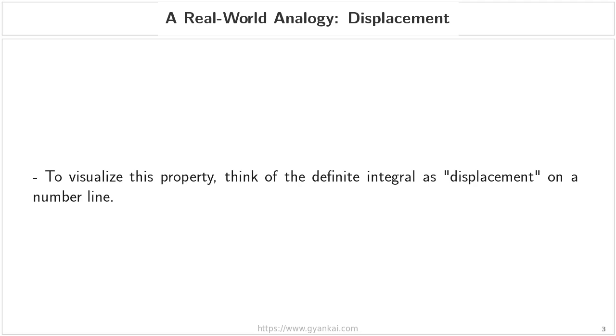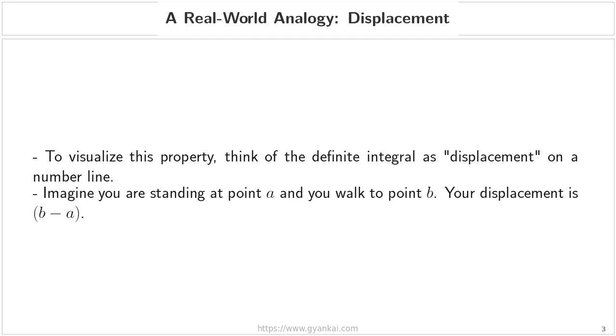So the slide begins by saying, to visualize this property, think of the definite integral as displacement on a number line. Remember from our previous discussion, the definite integral essentially calculates an accumulated quantity. We can think of that accumulated quantity as representing a change in position or displacement if we're dealing with a function that describes motion. Next it says, imagine you are standing at point A and you walk to point B.